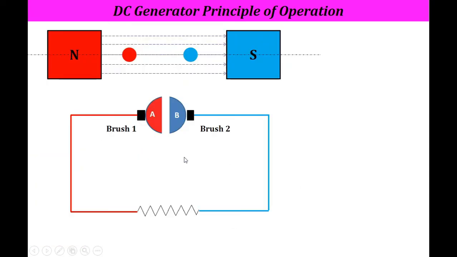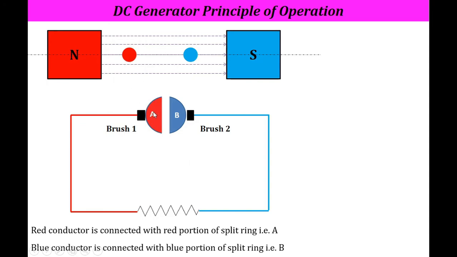So let's check here how it rotates. Now here the red conductor is connected to the red portion of the slip ring, that is A, and the blue conductor is connected to the blue portion of the slip ring, that is B. So here you will observe that brushes are stationary. Now how is the direction of the current here? It will be the same, or unidirectional. Then only we can say that it operates in DC. Otherwise, as in the previous section we discussed, it gives you an AC waveform.